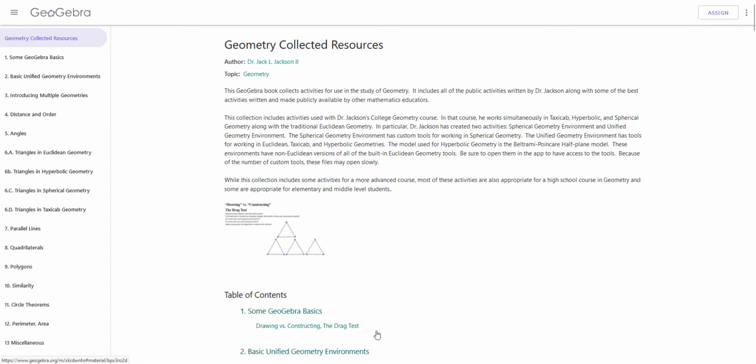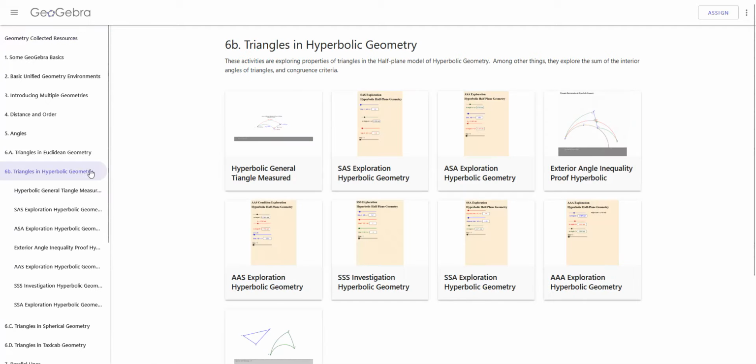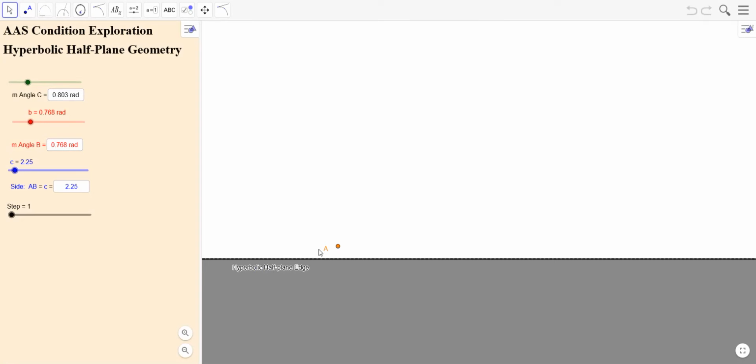All right, let's continue our look at the angle side triangle condition, correspondence condition, and see if it's enough to make triangles congruent. We found that it is in Euclidean geometry. How about hyperbolic geometry? Let's look at that. So here is a little activity that we can open up. Let's see if we get the same results here.